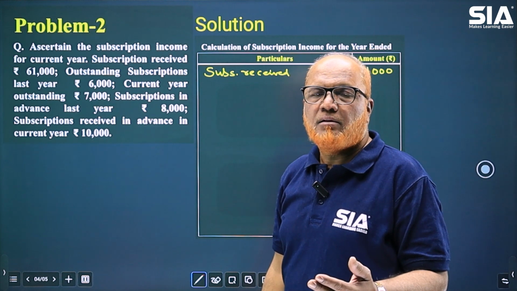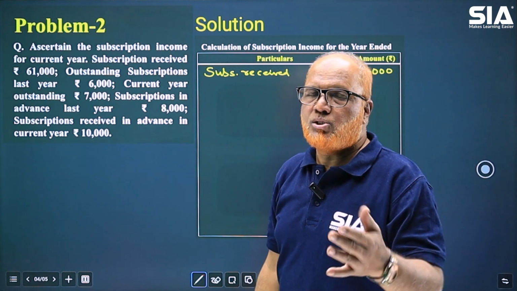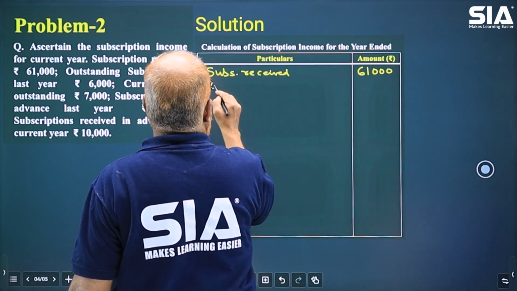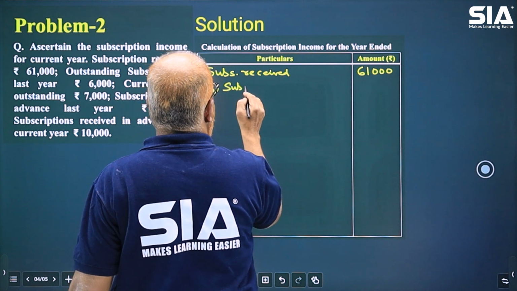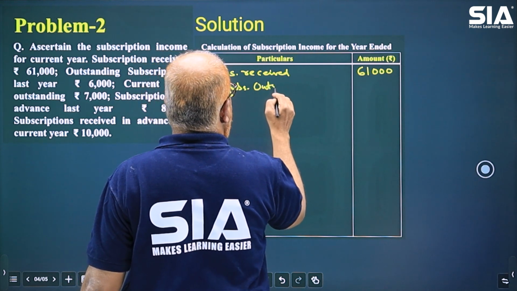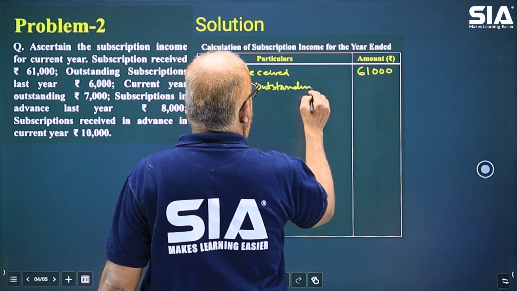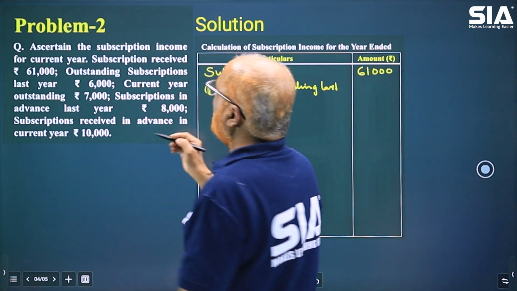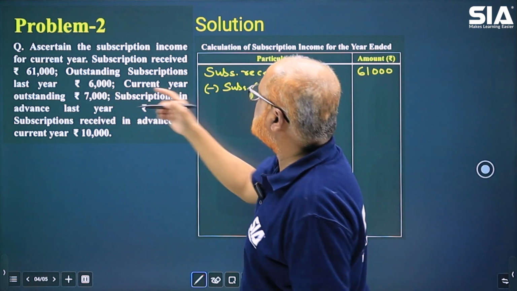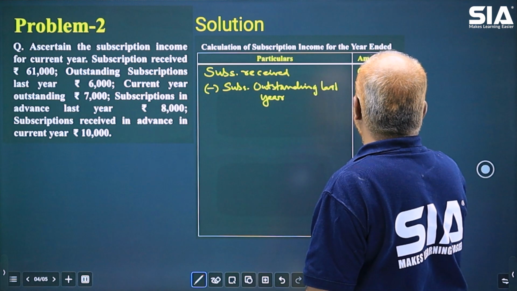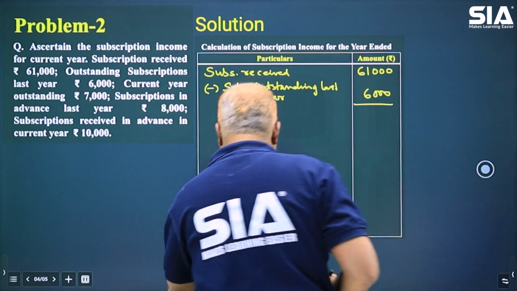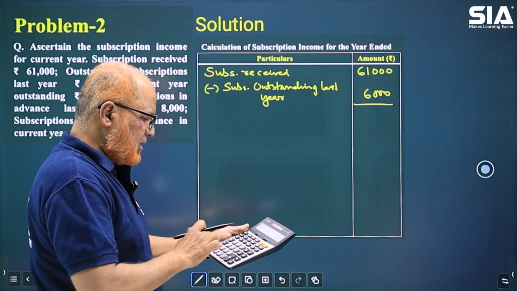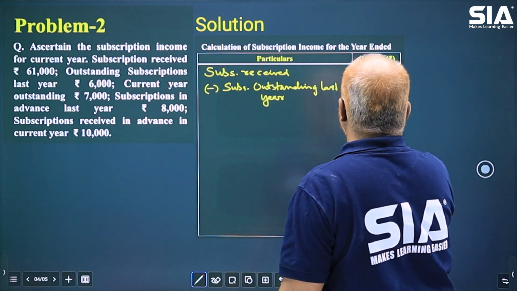Next comes outstanding subscription last year. Current year outstanding will be added, so last year outstanding should be subtracted. So minus subscription outstanding last year. How much was the subscription outstanding last year? 6,000. So 61,000 minus 6,000, you will get 55,000. So the resulting figure is 55,000.